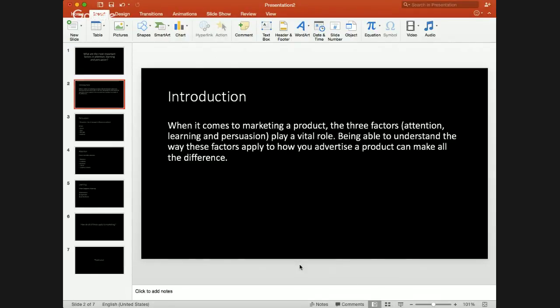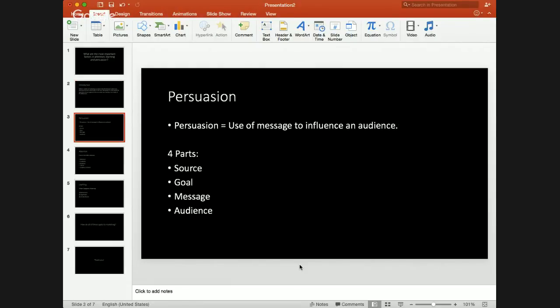When it comes to marketing a product, being able to understand the way these factors apply to how you advertise a product can make a big difference. Starting with persuasion, I'm sure most everybody is familiar with this concept considering you use it every day. Just like you would use persuasion and convince your friend to see a specific movie, companies use persuasion in the form of advertising to convince customers to buy their products or services.